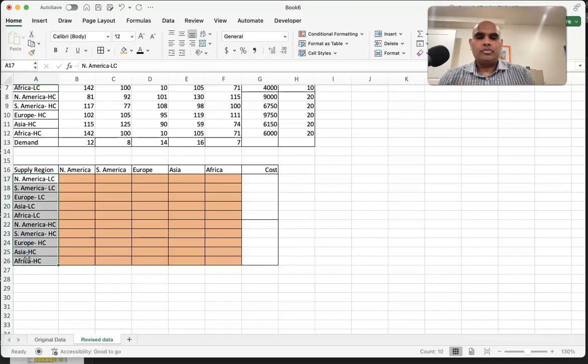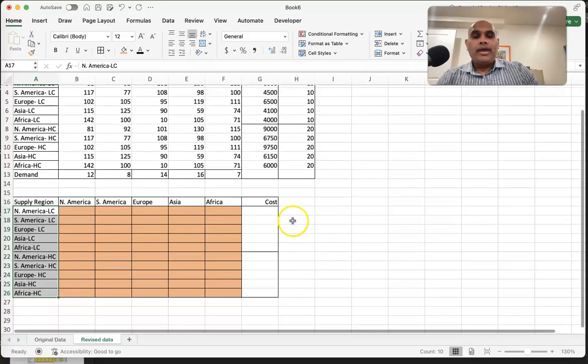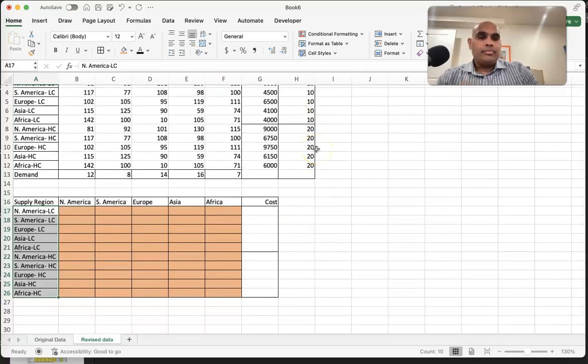The whole idea of solving this problem is to figure out where we should locate these plants. Should they be high capacity? Should they be low capacity? And once you locate these plants, how do you take the materials that you manufacture in those plants and then satisfy all your demand?